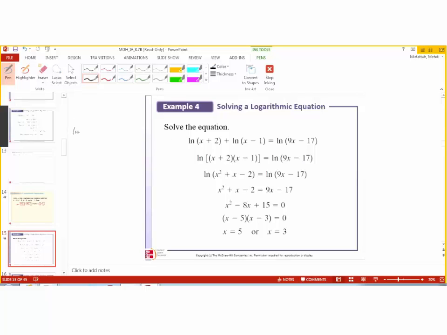So when we said log of x times y is equal to log of x plus log of y with the same base b, that would be the same as ln, natural log of xy, is equal to ln of x plus ln of y. The only thing is the base here is e.